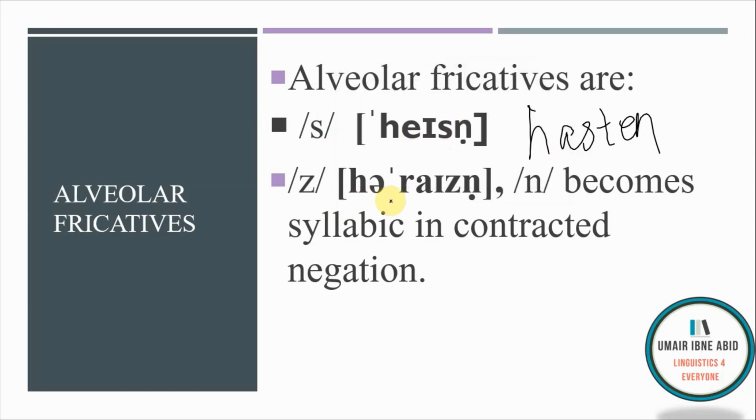In the next example, horizon, once again the same case is here, because the s is preceding. And once again, in contracting negation, if we have something like isn't, wasn't, or hasn't, in all these cases, once again n would become syllabic.